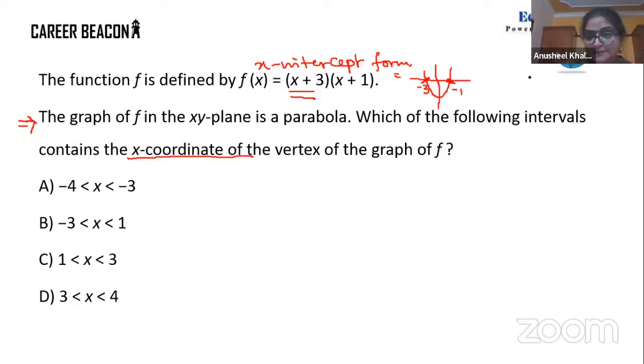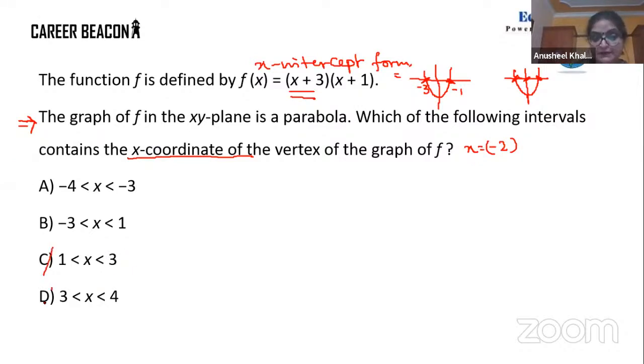Okay, because this parabola is symmetrical, the x coordinate of the vertex would be the midpoint of these two values. So what is the midpoint of -3 and -1? The midpoint of -3 and -1 is -2. So you need to check which option in the answer choices will give you an interval where x can take the value -2.